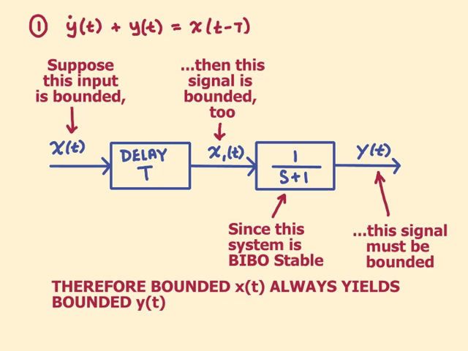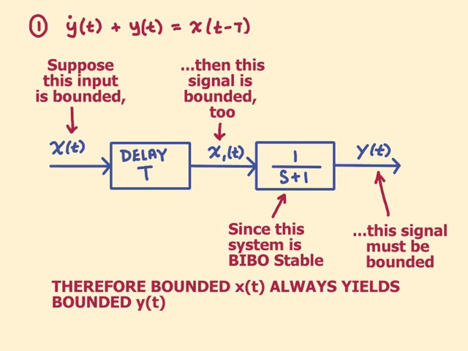Our first example is a relatively simple one. We have the equation y dot of t plus y of t equals x of t minus T. How do we analyze the stability of this system? The first thing to realize is that x of t minus T is just a delayed version of x of t. So we can block diagram it as shown in the middle of the page.